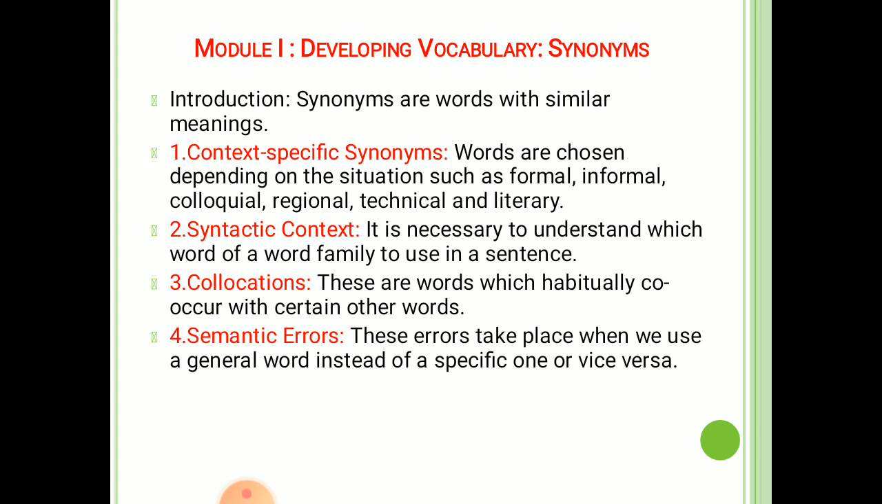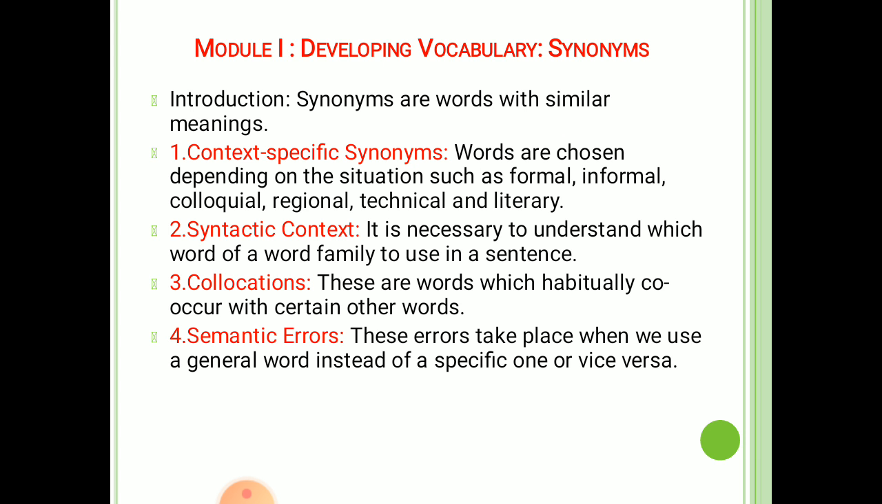When we learn synonyms, it is important to learn them with respect to the following broad contexts in order to avoid vocabulary errors. There are four types of synonyms. First, context specific synonyms. Words are chosen depending on the situation, such as formal, informal, colloquial, regional, technical, and literary. The second type is syntactic context. It is necessary to understand which word of a word family to use in a sentence.